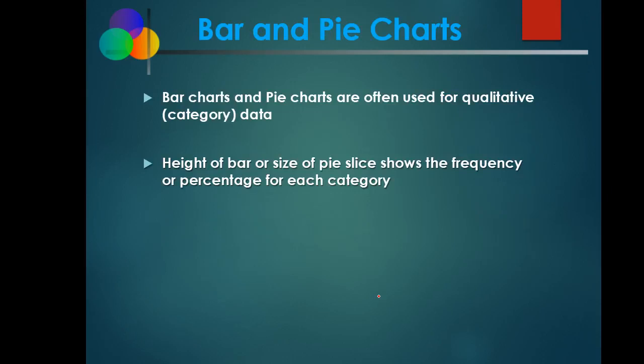Now bar charts and pie charts are another way of representing that data. If we have qualitative or categorical data, as in the previous example, we can develop a frequency distribution table, or we can draw a bar graph, or make a pie chart of that. In a bar diagram the height of the bar, or in a pie diagram the size of the pie slice, shows the frequency or the percentage for each category. If we have a frequency value, we can transform that into a percentage, or into its probability value.